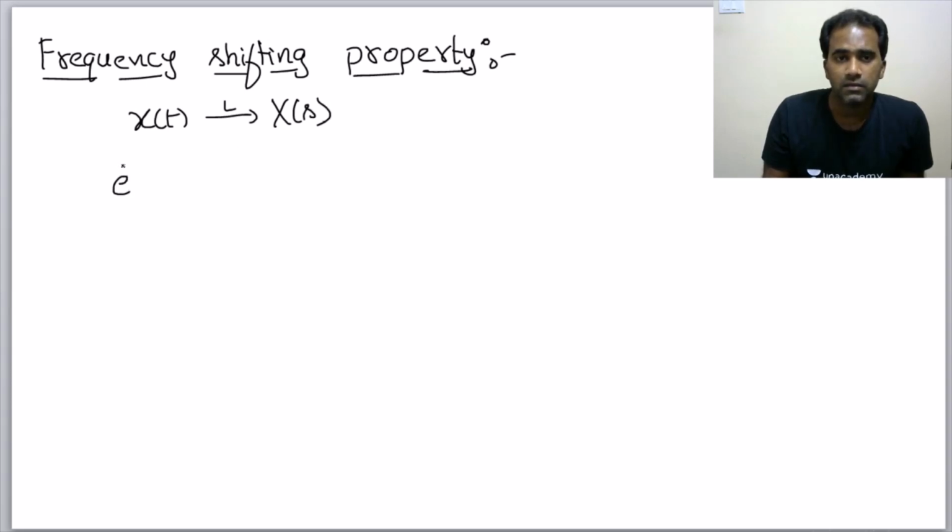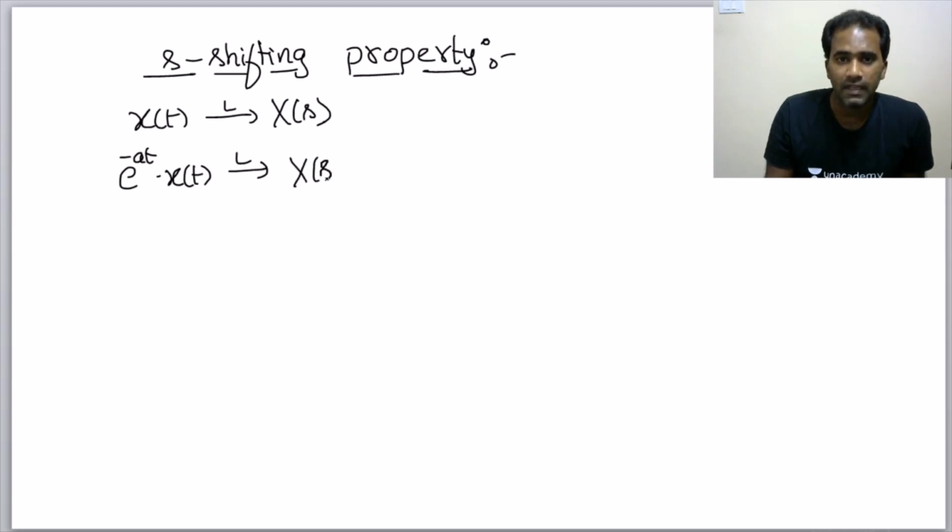e power s naught into t. This is a time domain signal e power s naught into t. It's not frequency shifting property, sorry, because this is not Fourier transform, right? But a similar property. We can call it as S shifting property. e power minus at into x of t, the Laplace transform will be x of s plus a.